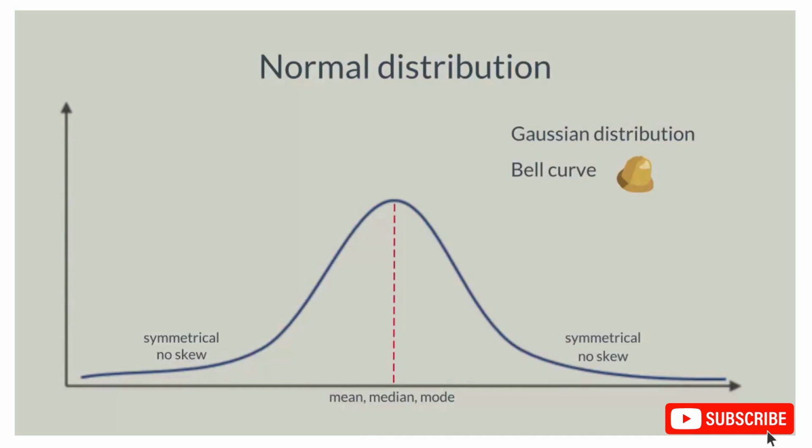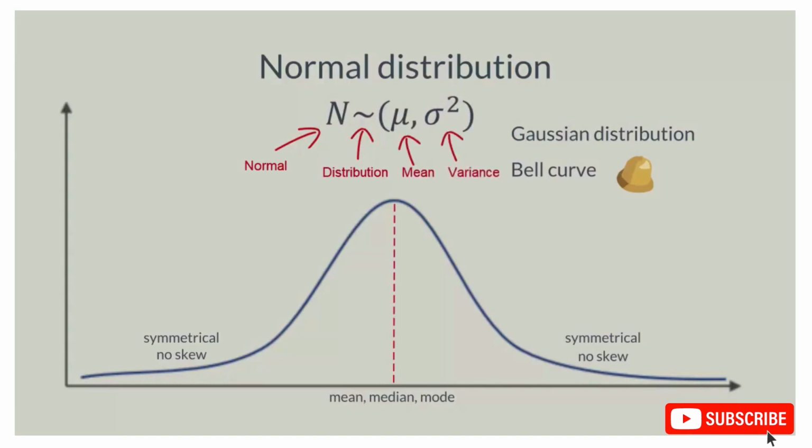Alright, so it is denoted in this way. N stands for normal. The tilde sign denotes it is a distribution, and in brackets we have the mean and the variance of the distribution. On the plane, you can notice that the highest point is located at the mean, because it coincides with the mode. The spread of the graph is determined by the standard deviation.